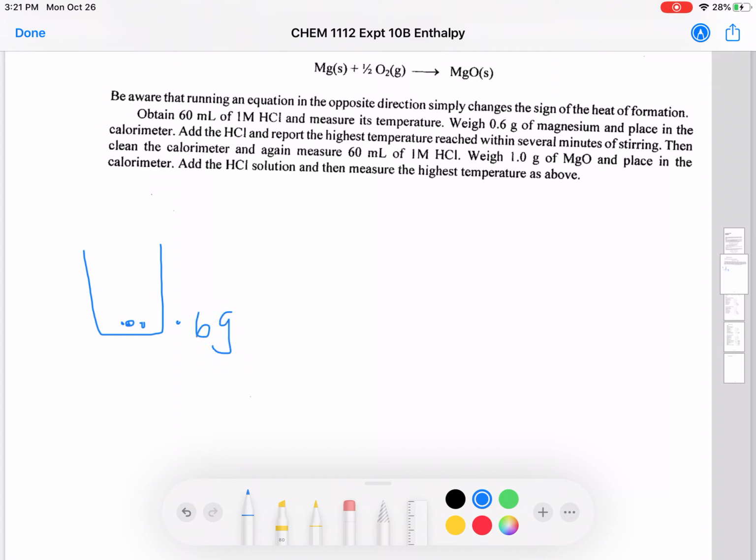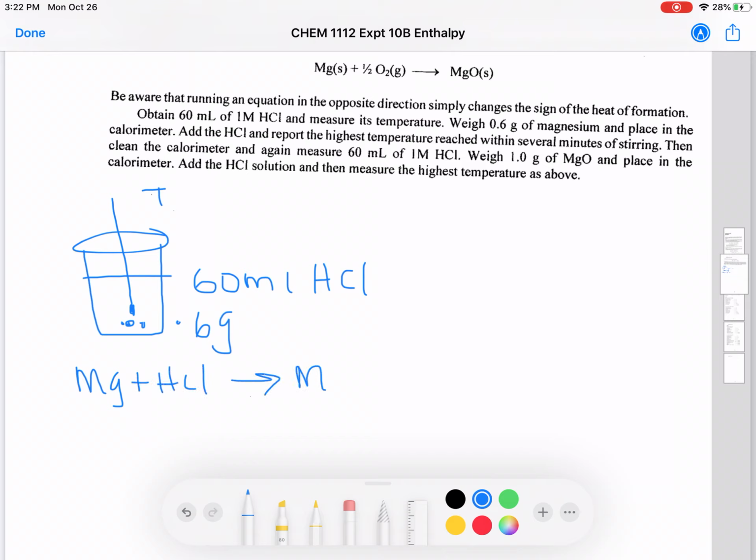To this you add 60 milliliters of hydrochloric acid using a graduated cylinder, and then you put on a lid, put in the thermometer, mix it up, and find the highest temperature that the thermometer reads. What's going to happen here is you have magnesium plus hydrochloric acid giving you magnesium chloride plus hydrogen gas. So this is the reaction that we want.